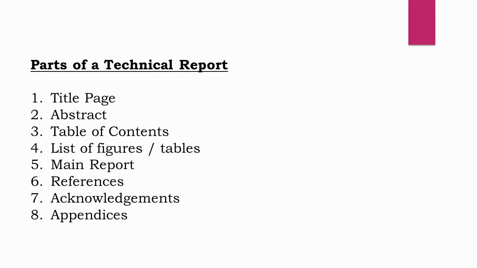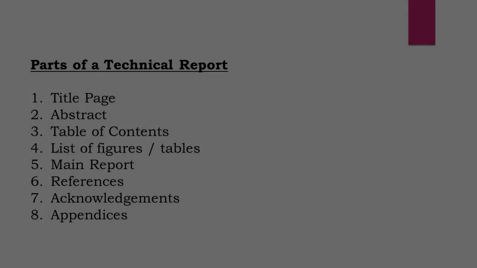Now let's look at the 8 important parts of a report. The first one is the title page. The second, the abstract. Next, the table of contents. Then you have the list of figures or tables, and then the main report, followed by references, and then acknowledgements, and last, the appendices. Now let's look at each part of the report in detail.